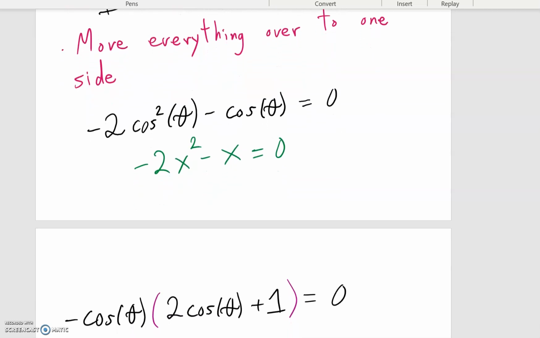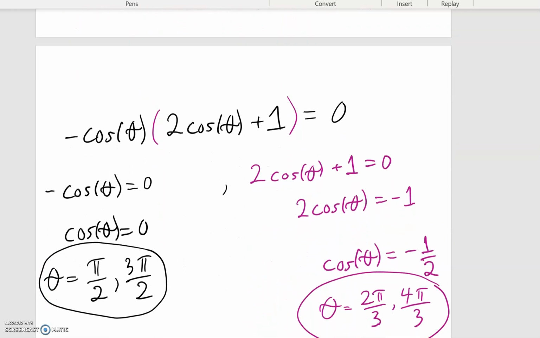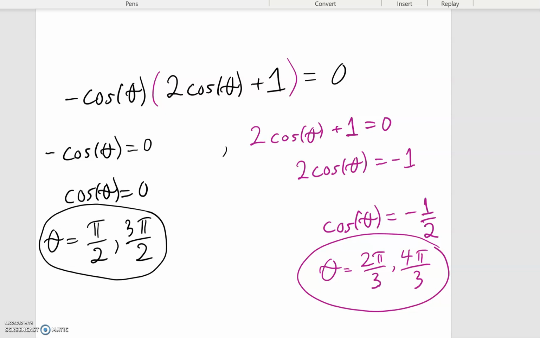You can factor out a negative cosine of theta from both of those terms. And now we have a product of two things set equal to 0. And so I'm going to set those two things equal to 0. Once I set these two things equal to 0, I will isolate the trig function. In the black, I have cosine of theta equals 0. That will happen when theta is pi over 2 and 3 pi over 2. In the purple, I have cosine of theta equals negative 1/2. The solution to this is when theta equals 2 pi over 3 or 4 pi over 3.